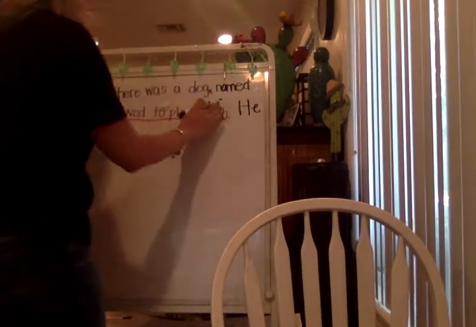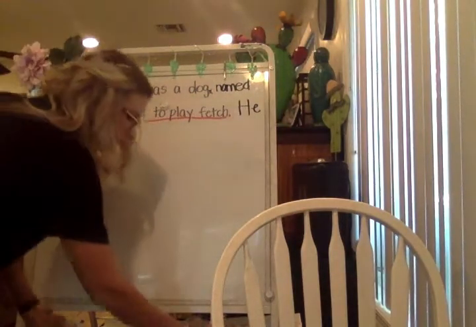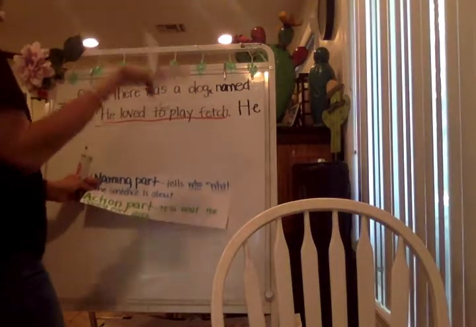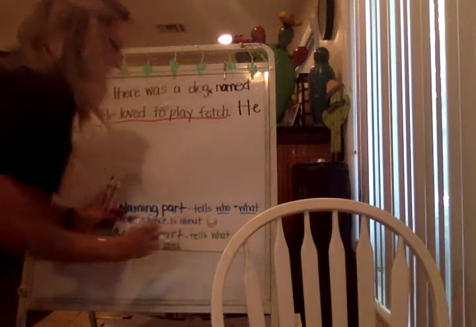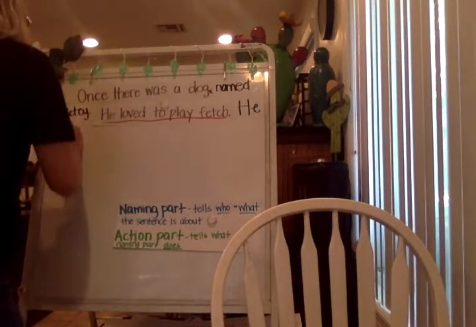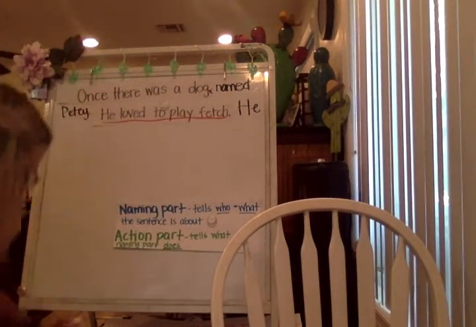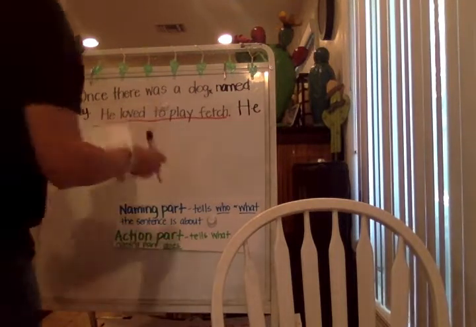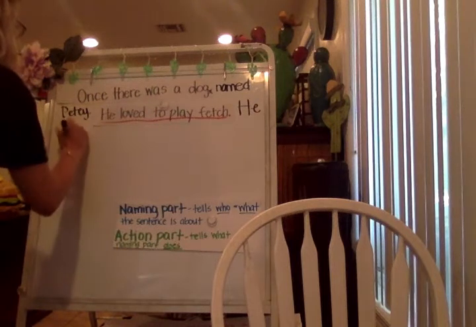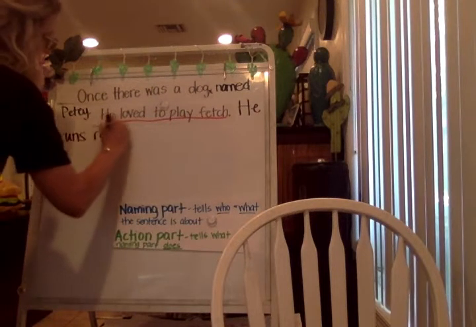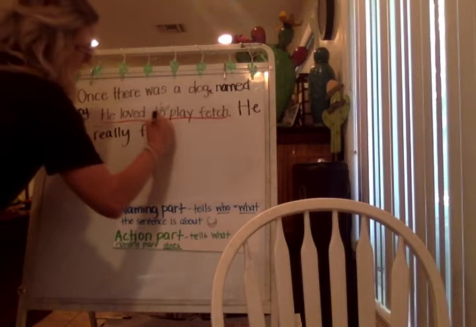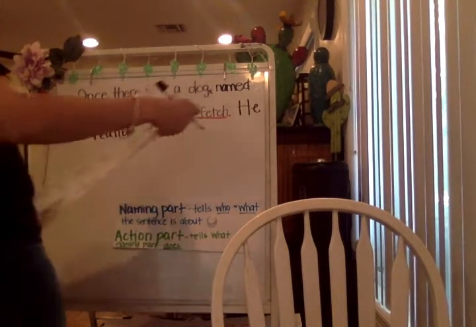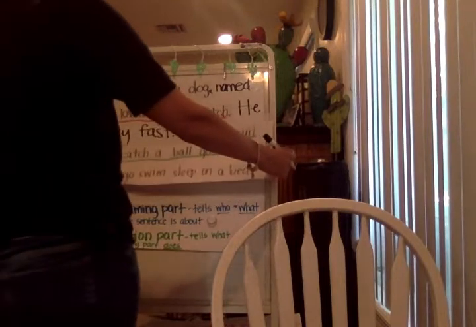Remember, we have to have, this is the naming part. The naming part tells who or what the sentence is about. We'll just have that information there. So he, he runs really fast. Period. He can catch a ball. He can go on a walk.